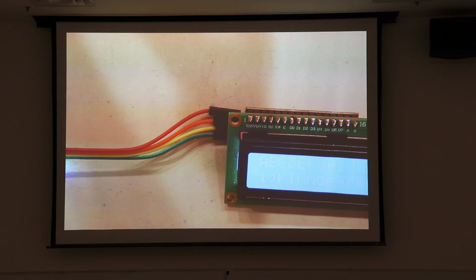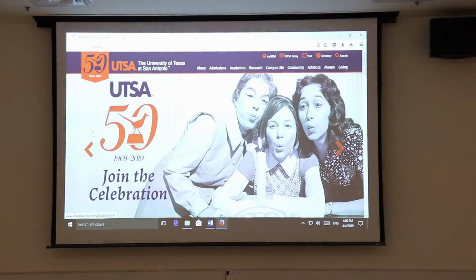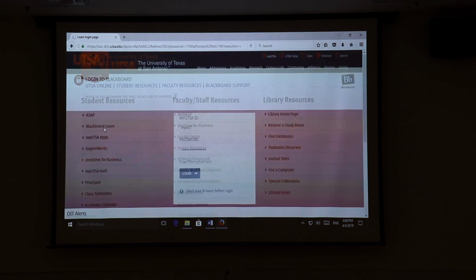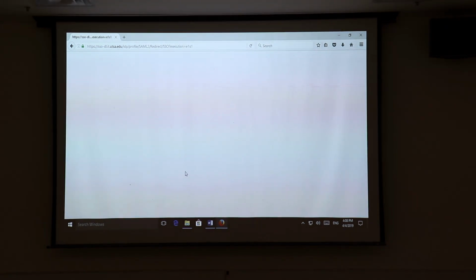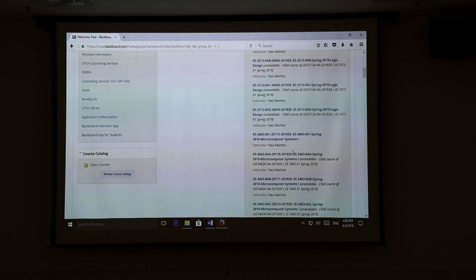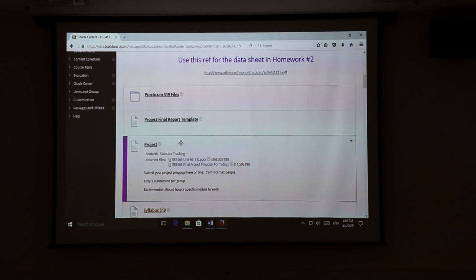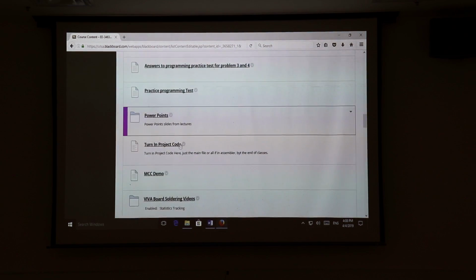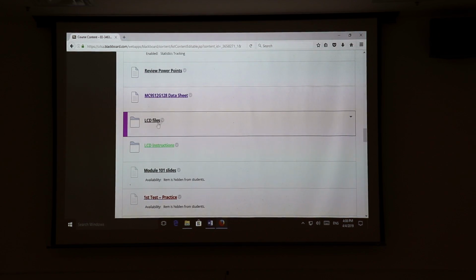So let's look at the code. You go on Blackboard, and you go to Blackboard and to the course, and scroll down. And then you go down to lab. Well, actually, you don't go down to lab. You scroll down till you get to LCD files.